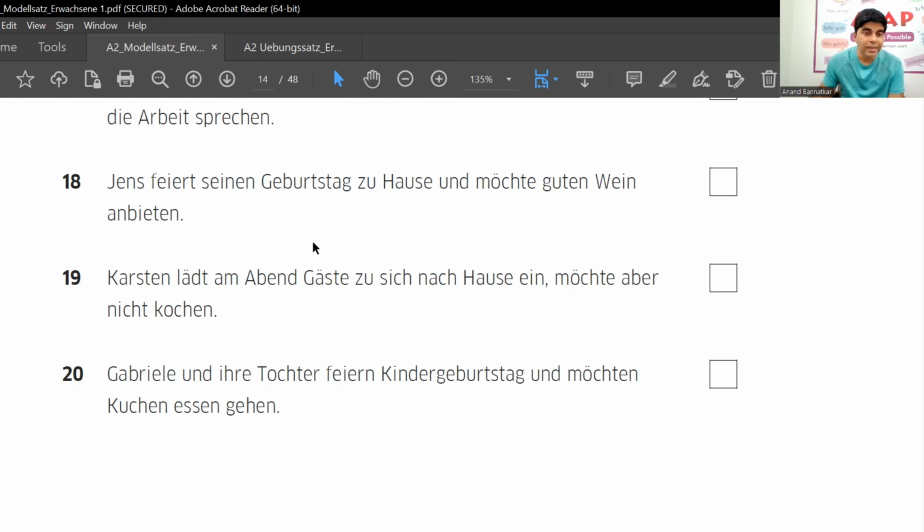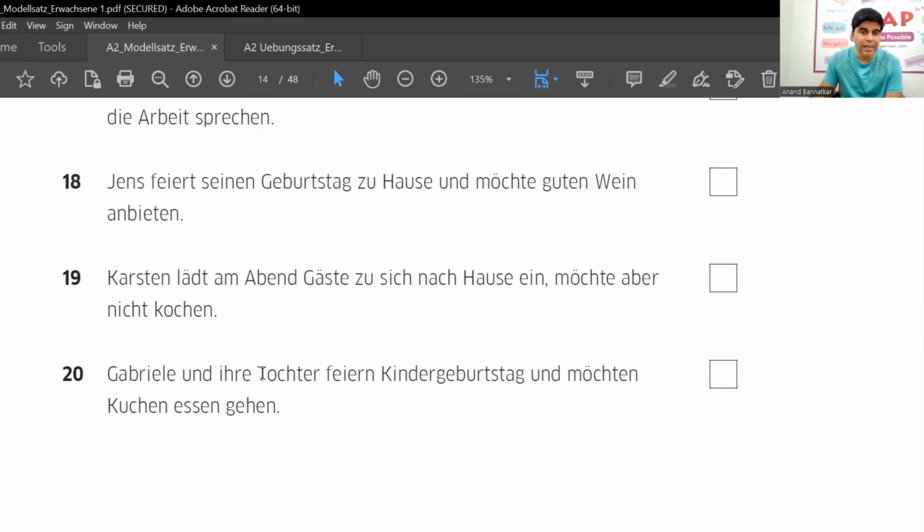Then 19: "Carsten lädt am Abend Gäste zu sich nach Hause ein, möchte aber nicht kochen." She is inviting guests at home for food in the evening, but she doesn't want to cook. That means she wants someone to deliver food. So you need to find a restaurant that delivers food at home.